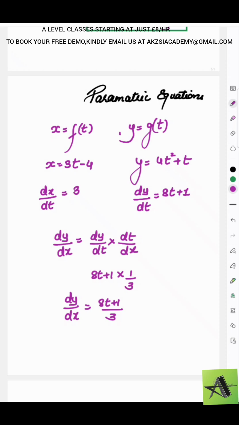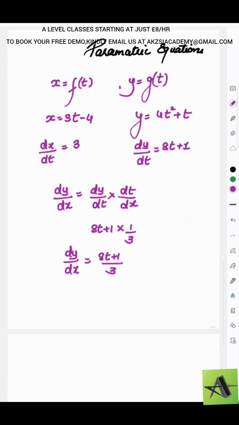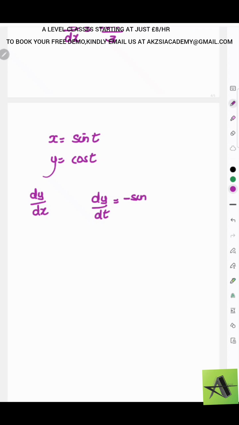Now take one more example. Let's say x is equal to sine t and y is equal to cos t, and we have to find dy over dx. So let me find dy over dt, differentiation of y with respect to t, this will be minus sine t, and dx over dt, this will be cos t.